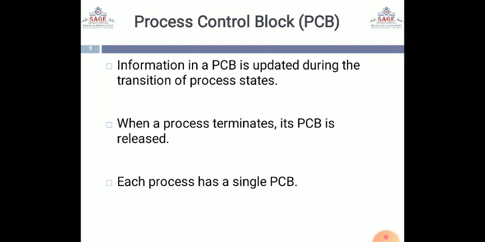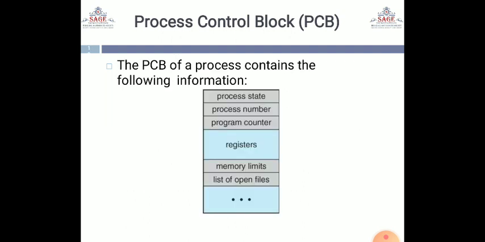When a process is terminated, the PCB of that particular process is released, and each and every process has its own PCB. This is the basic diagram of the PCB, where it contains different fields: process state, process number, program counter, registers, memory limits, and list of open files. You can easily see that the process state shows at what time the process is running and in which instance.